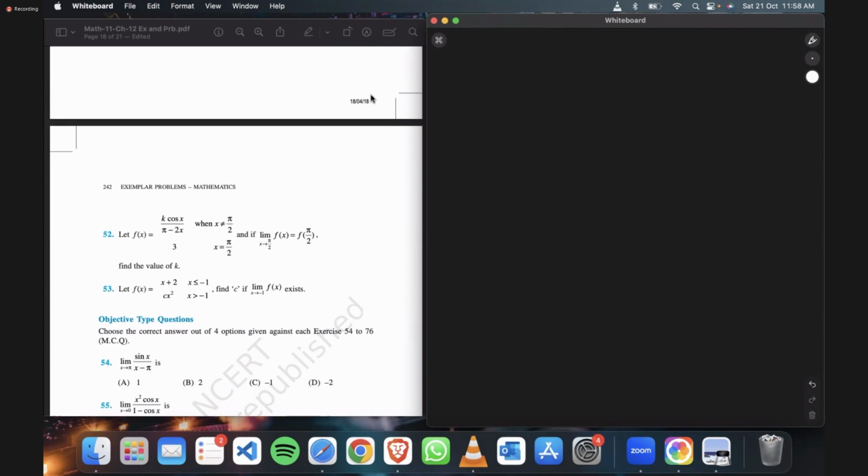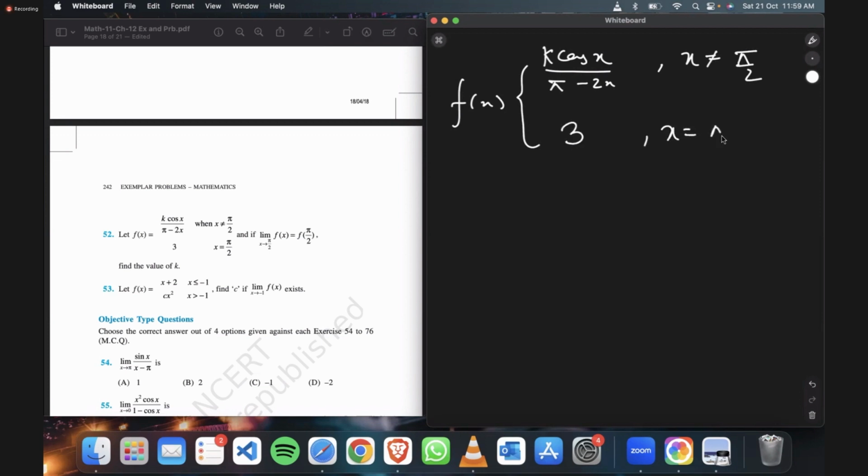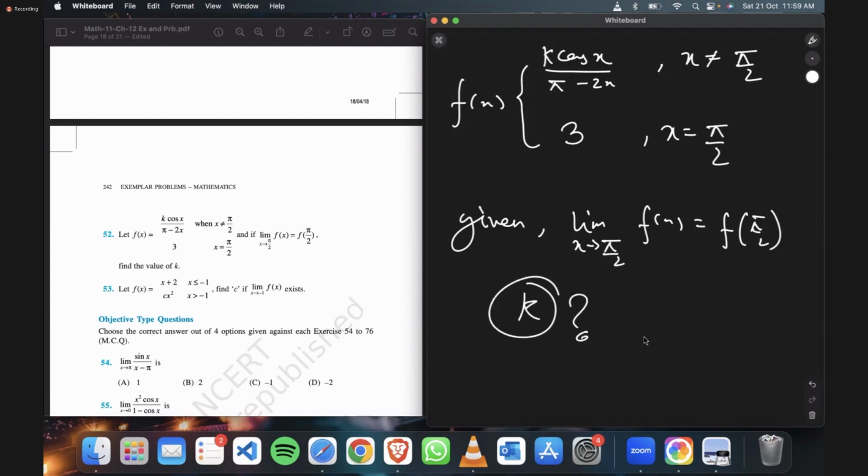Question number 52 is given to you as this: f(x) equals k cos x divided by pi minus 2x when x is unequal to pi by 2, and this is equal to 3 for x equal to pi by 2. And the given condition is that the limit as x tends to pi by 2 of f(x) is equal to f(pi by 2). Then we have to find the value of k. Let's see what we can do with this question.